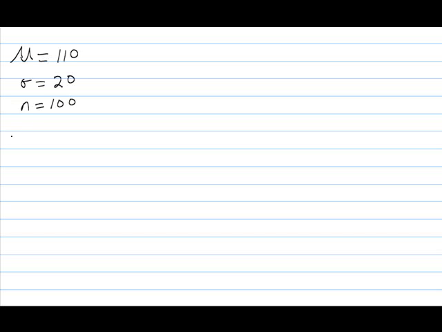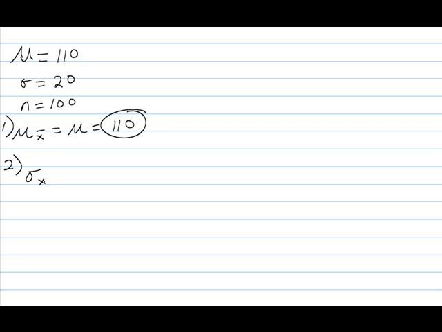So the first thing you're asked for is the mean of the x-bar. So this should be pretty straightforward. The mean of the x-bars is always equal to the population mean, which in this case we just said is 110. So that is part one. Don't make that harder than it is. That should be one of the easiest questions on the test.